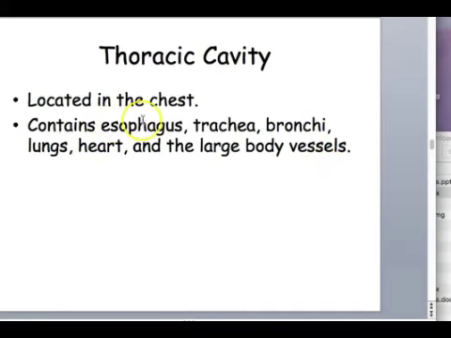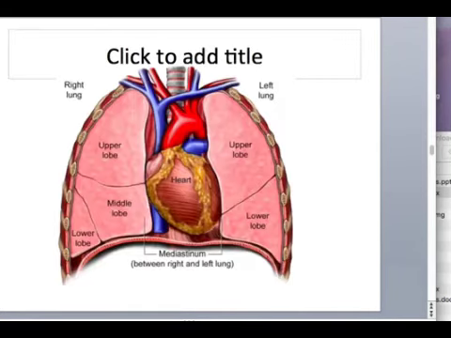So we have a food tube, or the esophagus. We have some breathing tubes, the trachea and the bronchi, which are connecting the lungs to the outside world. And we have a lot of large blood vessels, which we're going to learn all about later.